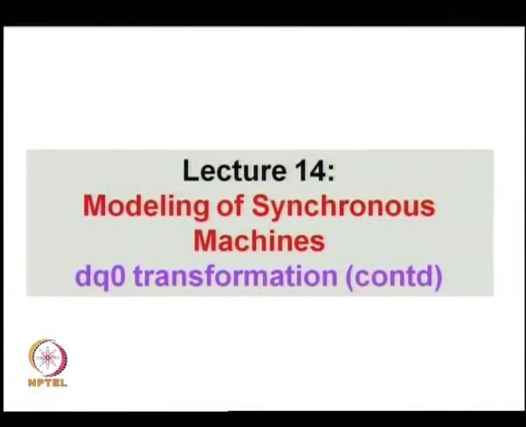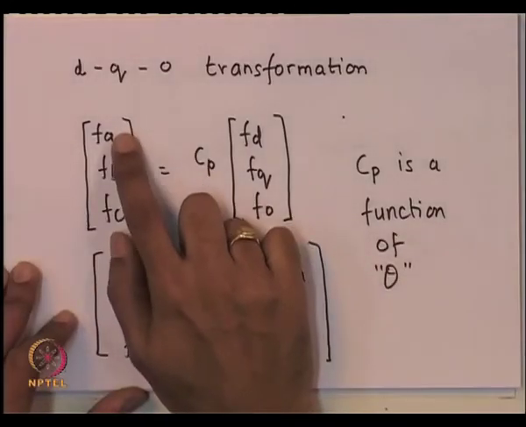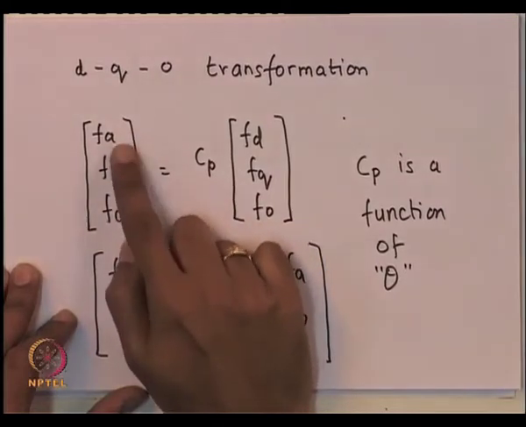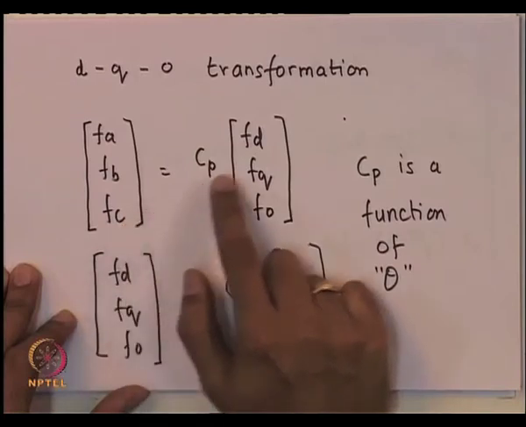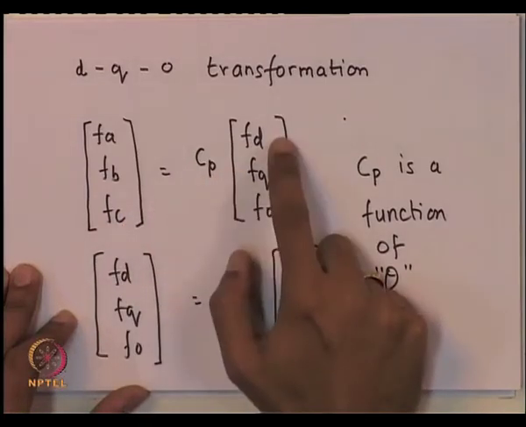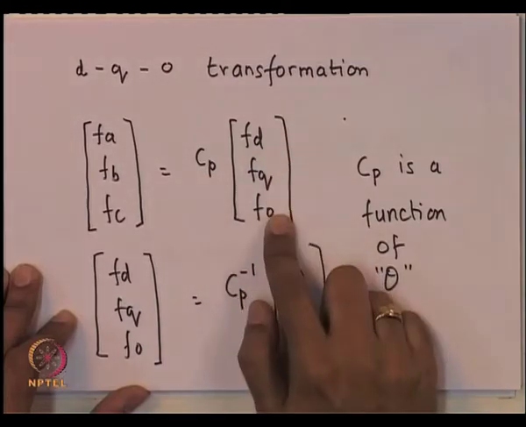So, today's lecture: we continue to see the implications of the dq0 transformation on the machine equations. Now, recall that the dq0 transformation essentially transforms any a, b, c variables, the phase variables, using a transformation matrix C p into f d, f q and f 0, which are known as the dq0 variables.